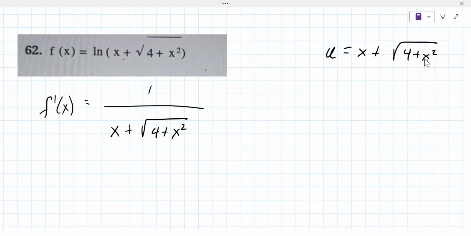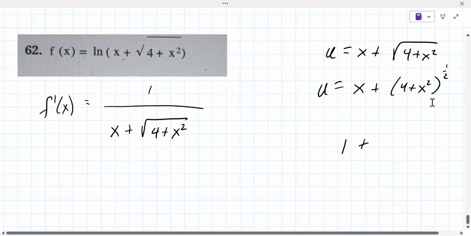So it would be 1 plus 4x, 4 plus x squared to the power of half. Well, that's the rewrite part. If you want to rewrite, that's good to do. You still have to take a derivative using power rule and then chain rule, because there's the inside part, the inside function.